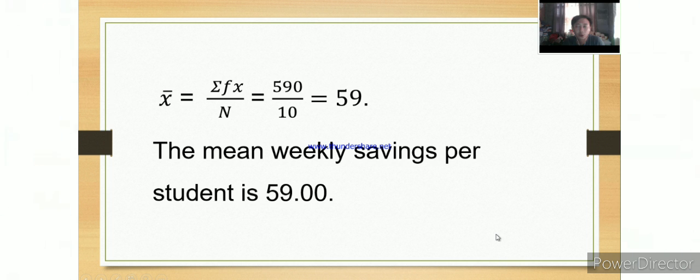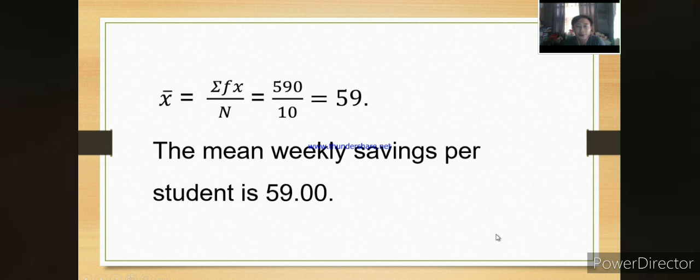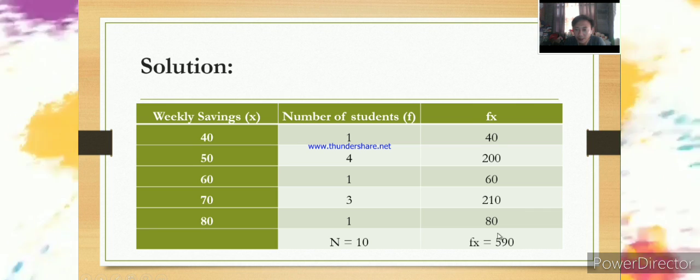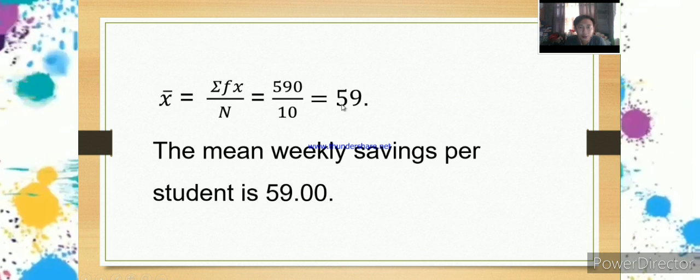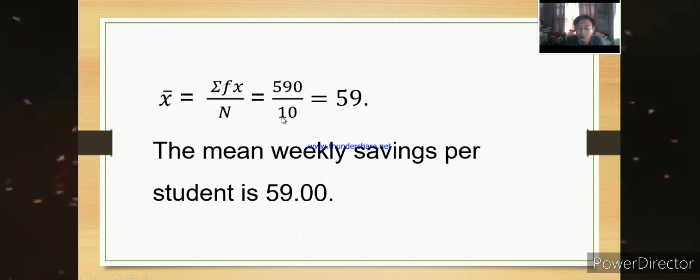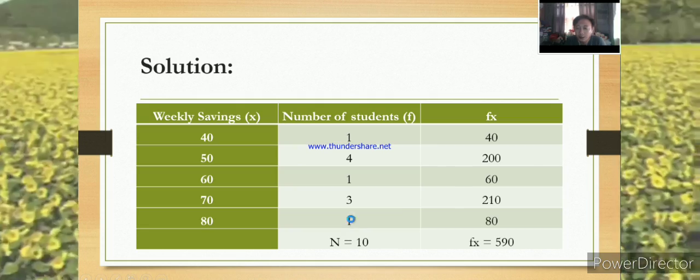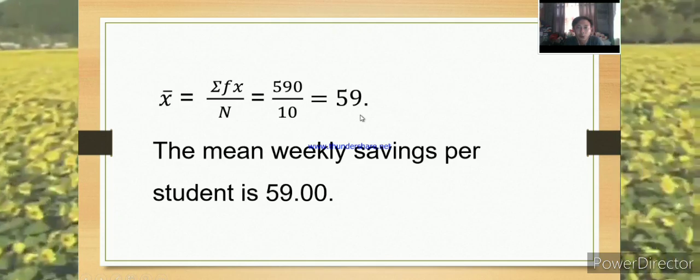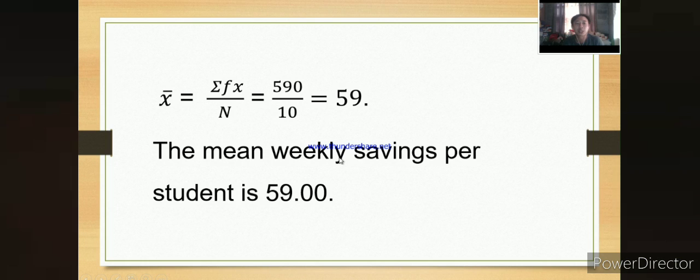So substitute in the formula. Mean is equals to summation of fx all over n. So we have here summation of fx is 590 all over n. n is equals to 10. 590 all over 10 is equals to 50. The mean weekly savings of the students is 50.